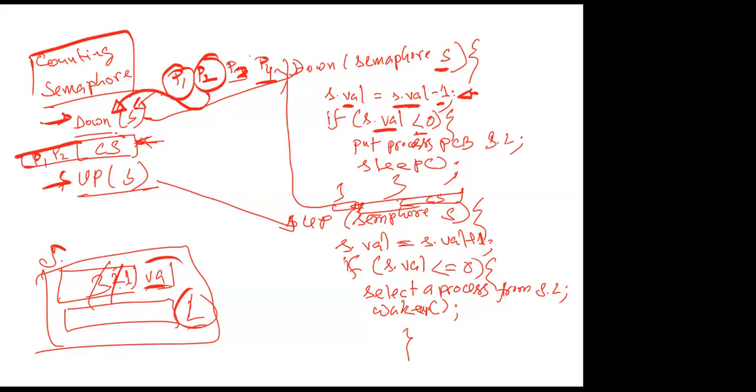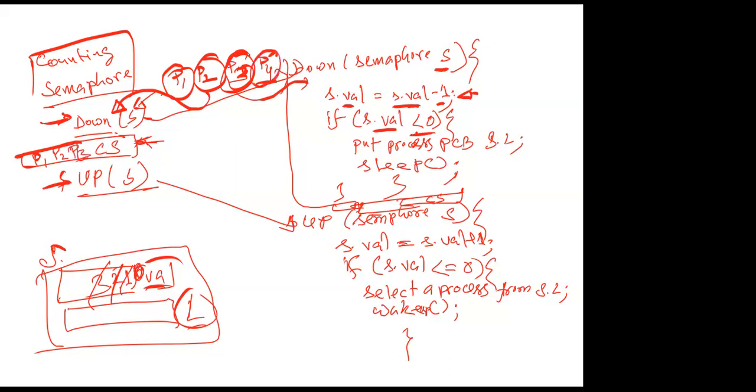Now let's see whether process P3 can enter the critical section or not. Process P3 also, as usual, calls the down function. The down function makes it equal to minus 1, so it will be 0 now. Then it checks whether it is less than 0. No, it is not less than 0. It is already 0, not a negative value. So process P3 also will enter the critical section.